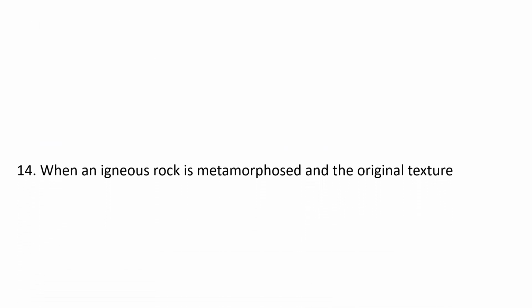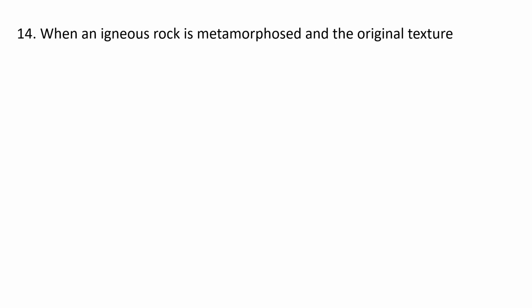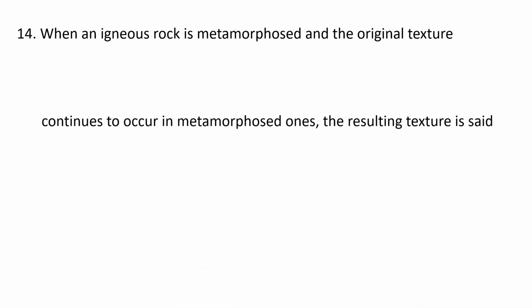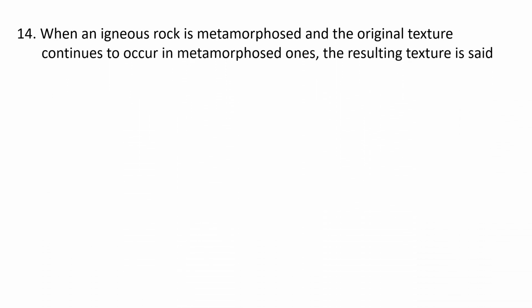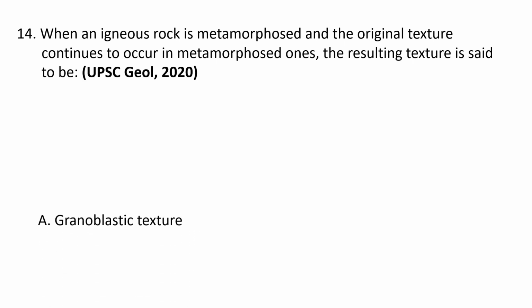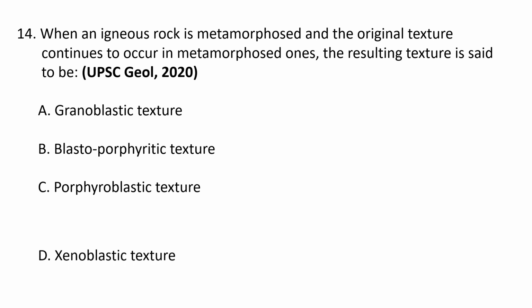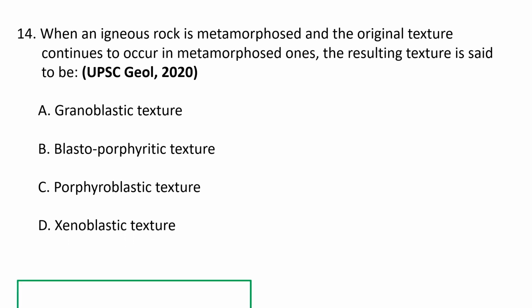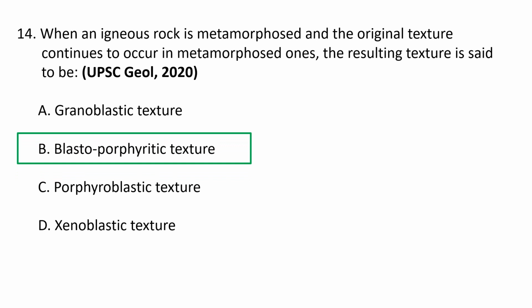Coming to the 14th question, when an igneous rock is metamorphosed and the original texture continues to occur in the metamorphosed one, the resulting texture is called. Choices are A. Granoblastic texture, B. Blastoporphyritic texture, C. Porphyroblastic texture, and D. Xenoblastic texture. The correct answer is B. Blastoporphyritic. Here you can see, if the igneous rock is metamorphosed and the original texture continues to occur in the metamorphosed one rather than the igneous one, the resulting texture is said to be blastoporphyritic.